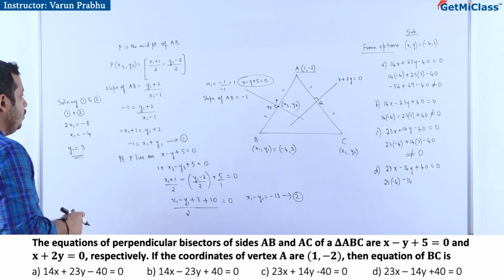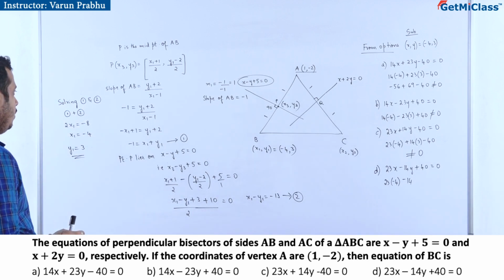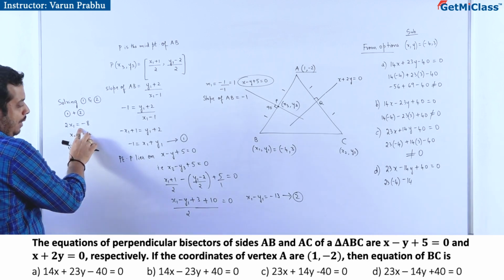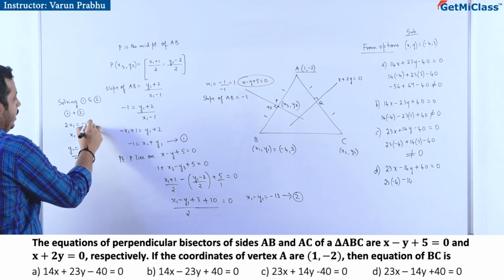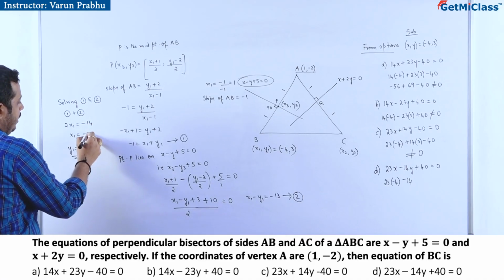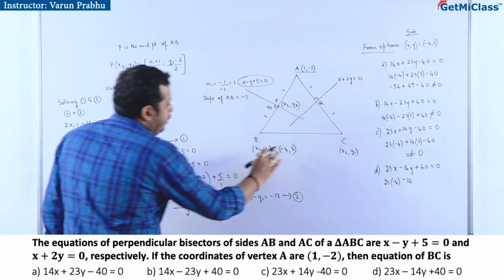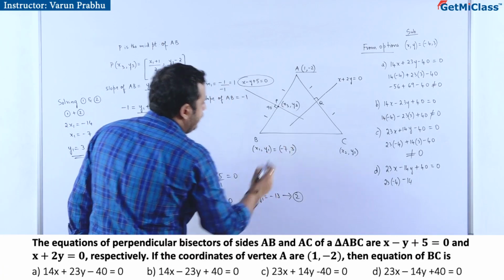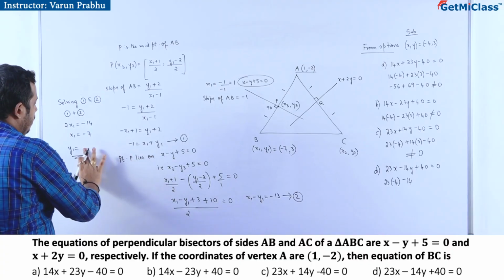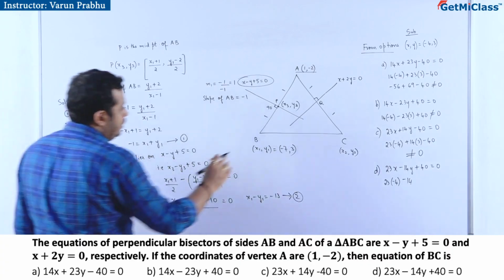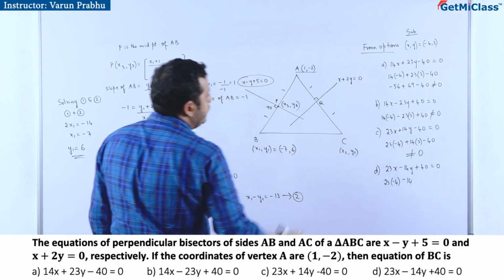Solving equations 1 and 2, 1 plus 2 gives 2x1 equal to -14. So the value of x1 is -7. And what is the coordinate y1 now? y1 should be equal to 6. So the point is (-7, 6).